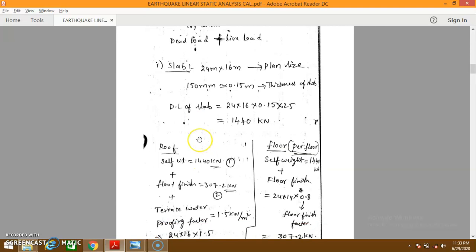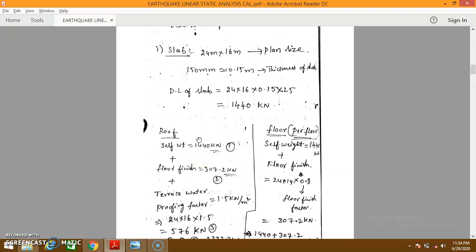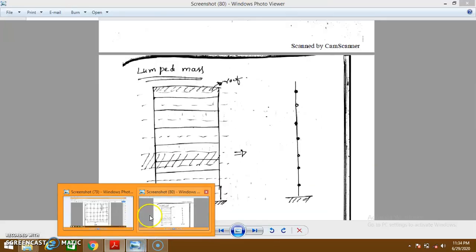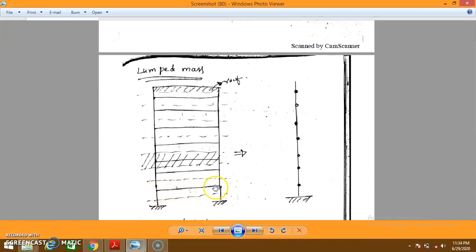Okay. In the slab, we have this total 7-story building. You already know, this is the 7-story. This is the ground level. First floor, second floor, third floor, fourth floor, fifth floor, sixth floor, and seventh. This is the topmost of the building, the roof. Remaining are the floors. Okay.